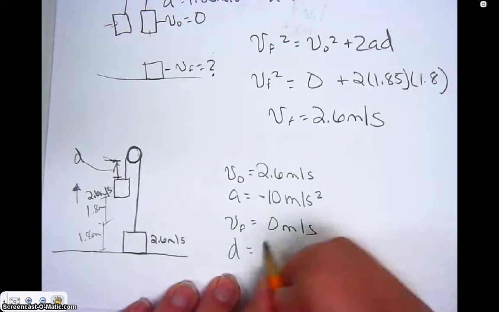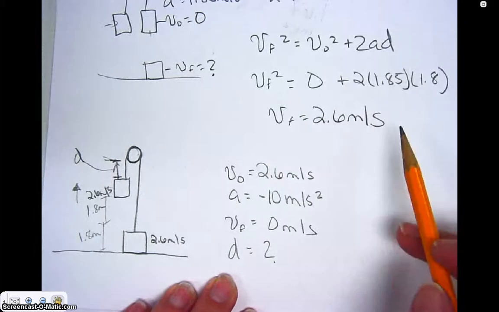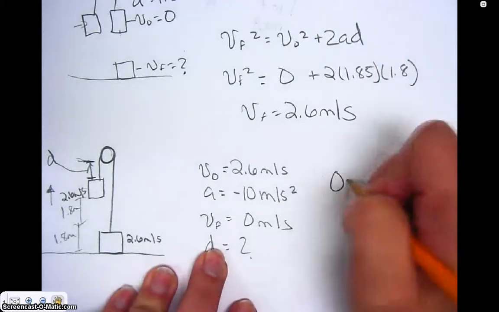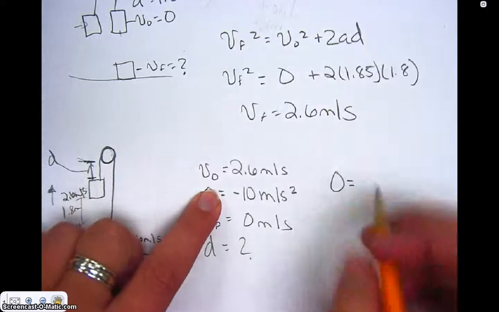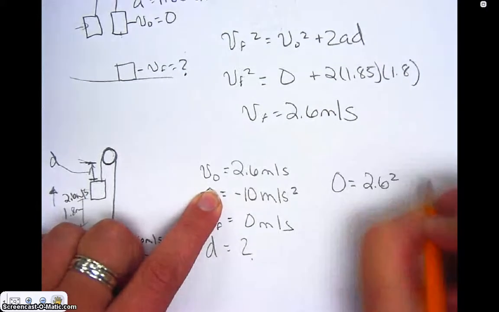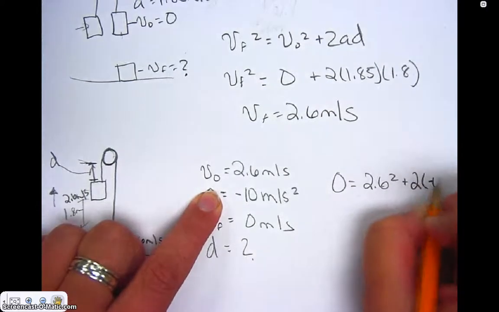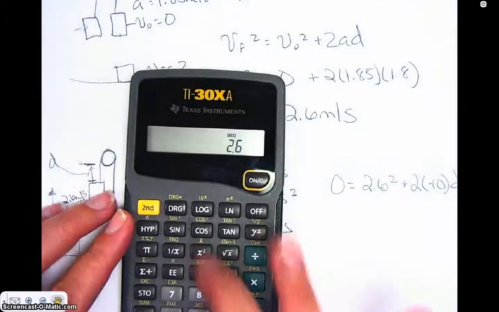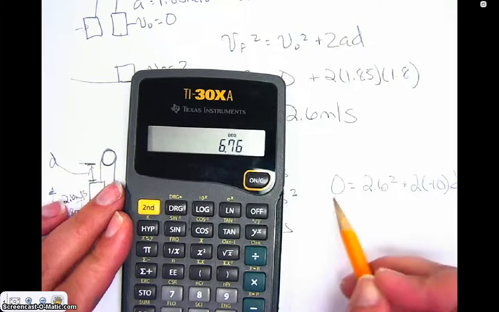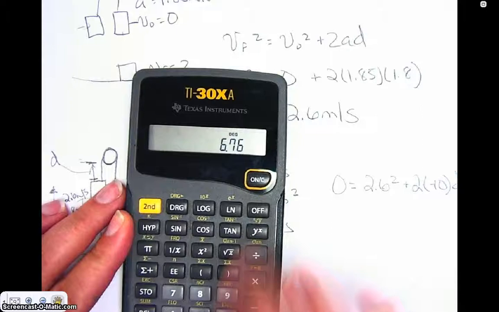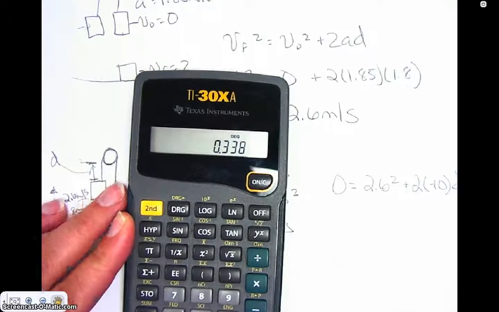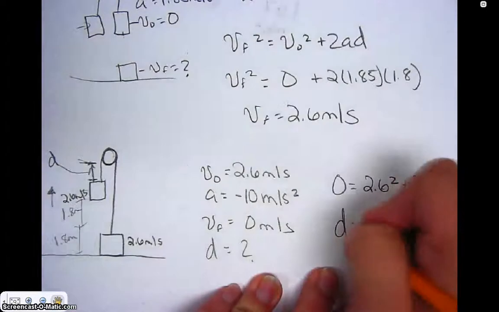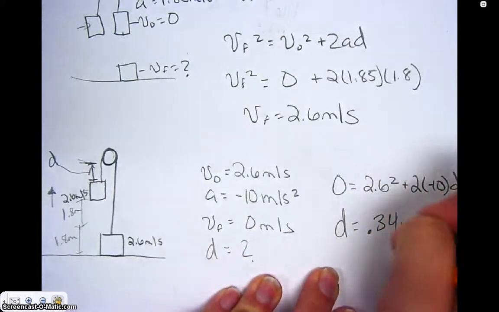Given these variables, I'll use the same equation as before. VF squared, which is 0, equals V initial squared, so 2.6 squared, plus 2 times a negative 10 times d, and now we solve for d. So I get 2.6 squared, subtract it on this side, divide by 20, and d is 0.34 meters.